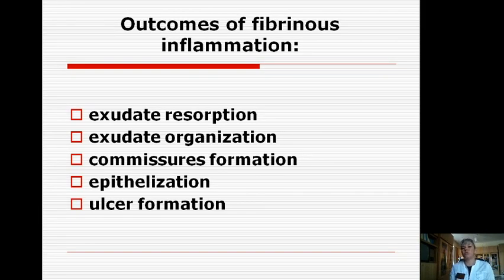Which outcomes of fibrinous inflammation? Due to croupous inflammation, we see a more favorable outcome: exudate resorption, extraction of films, light films, and epithelialization without deep necrosis. Due to diphtheritic inflammation and fibrinous inflammation in the serous membranes, we can see exudate organization with formation of commissures and ulcer formation after extraction of diphtheritic films.